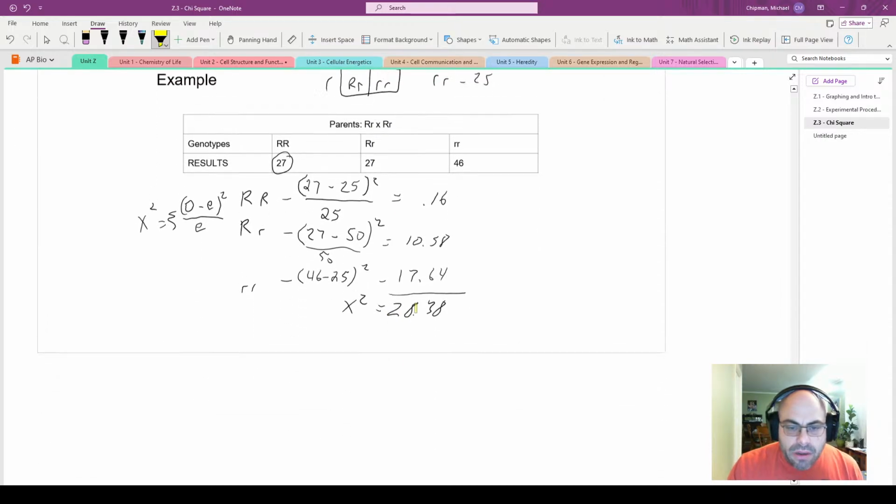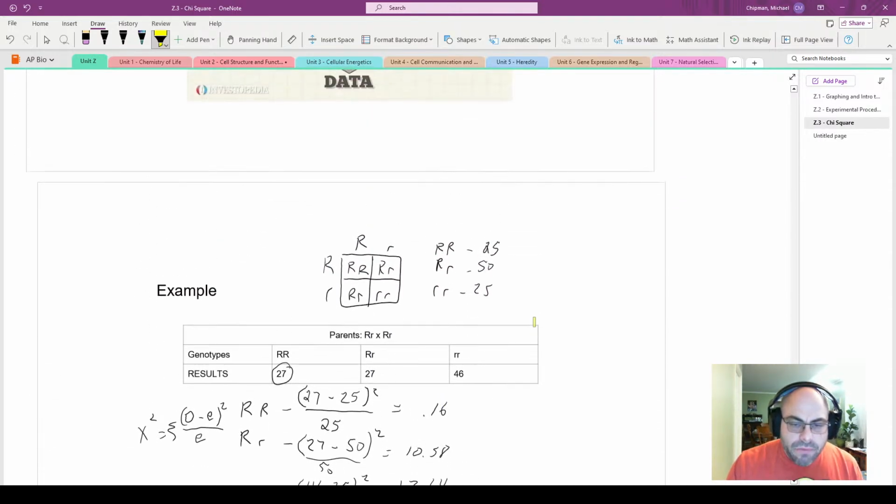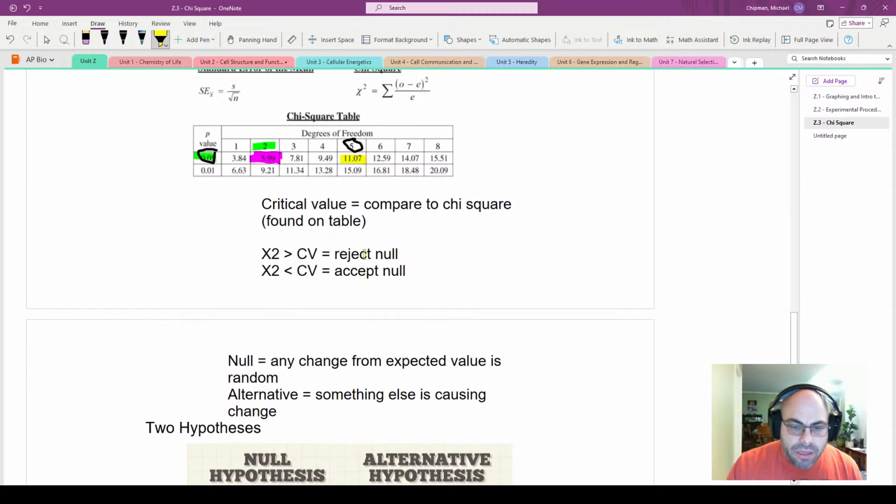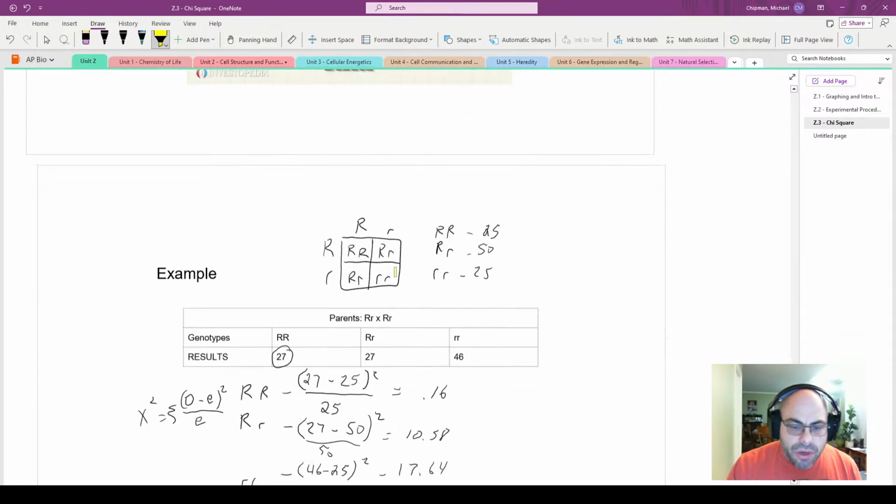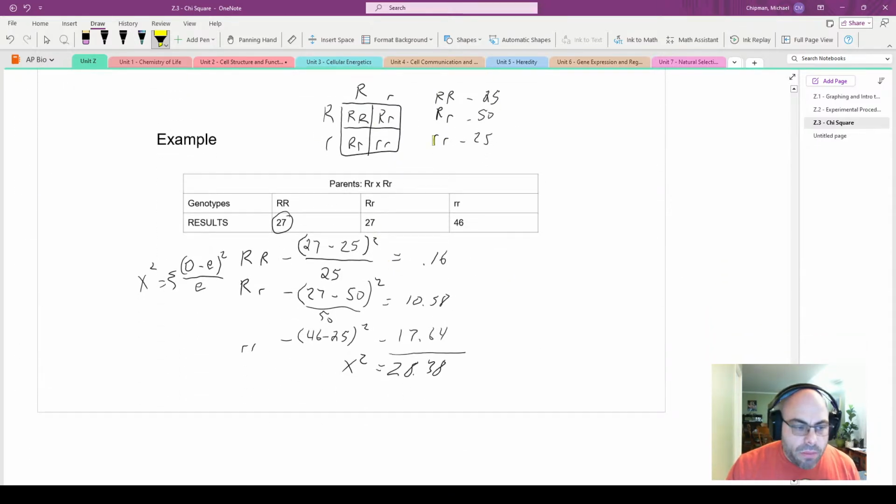28.38 is much higher than 5.99, and so we would have to reject the null hypothesis that there's something else causing this besides our normal pattern of heredity, right? And so that's the way that you would think about that.